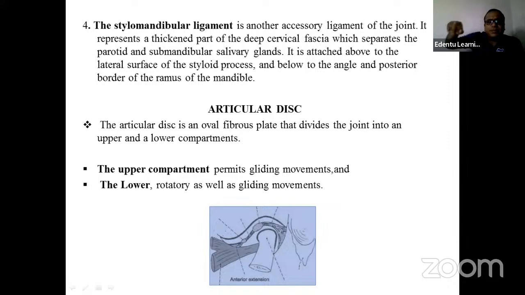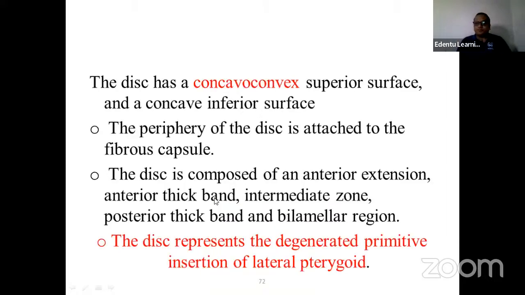Numerator, which is above, is divided by denominator. You can write G divided by GR. Very simple. Once you write it in your book, G divided by GR. So above is G, so the upper compartment is gliding movement, and the denominator is GR, so the lower compartment is gliding and rotatory movements. So this disc is concavo-convex or S-shaped, and it has got 5 structures.